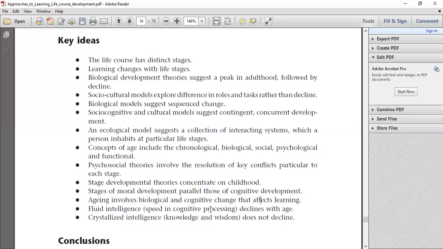Then fluid intelligence is another concept, and this is cognitive processing, how fast we can do that. Then crystallized intelligence, which is the difference between knowledge and wisdom. Knowledge is the information that we can receive from our surroundings, and wisdom is what we do with that information, right? So that is what we call crystallized intelligence.